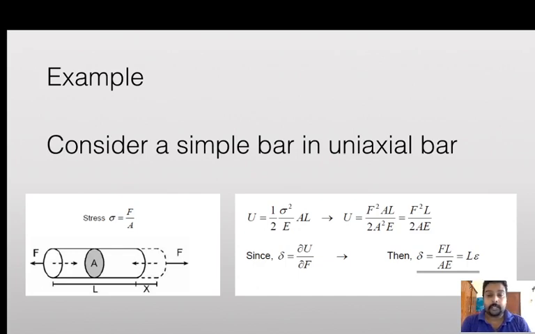Since the deflection equals the partial derivative of the strain energy with respect to force, we take the partial derivative with respect to the force F. If we differentiate this value, you get delta equals FL divided by AE, or you can write it as the length times the strain.